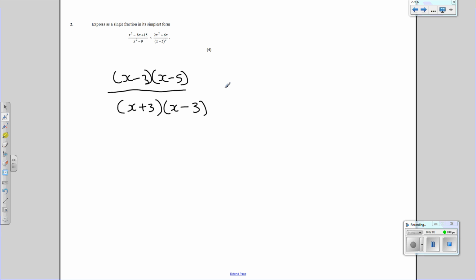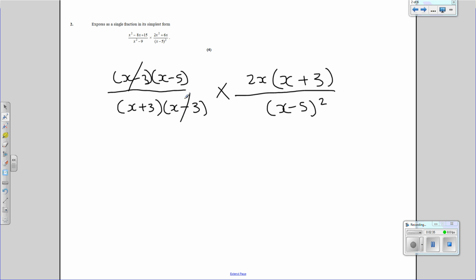And you're multiplying that with, you can factorise this, you can take out a common factor of 2x, which leaves x plus 3, and then that's factorised as far as it can go, and the bottom is already done. So what can we cancel out? There's an x minus 3 here and an x minus 3. There's nothing else we can do with this fraction.